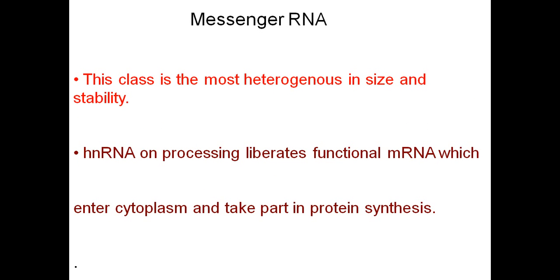Now moving on to the messenger RNA or mRNA. This class is the most heterogeneous in size and stability. hnRNA on processing liberates functional mRNA which enters the cytoplasm and takes part in protein synthesis. hnRNA means heterogeneous nuclear RNA.